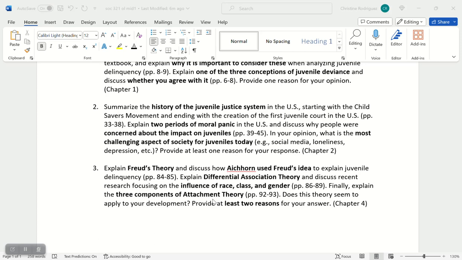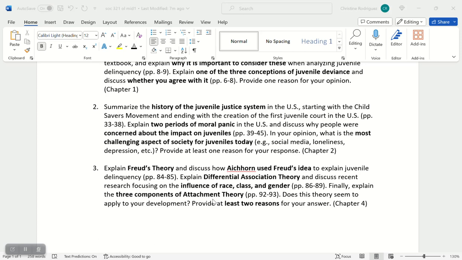Okay? Explain 2 periods of moral panic in the U.S. and discuss why people were concerned about the impact on juveniles. So there are several periods of moral panic in the U.S., and people were concerned about juveniles and how juveniles would be affected by these moral panics. Explain that. Go into detail.